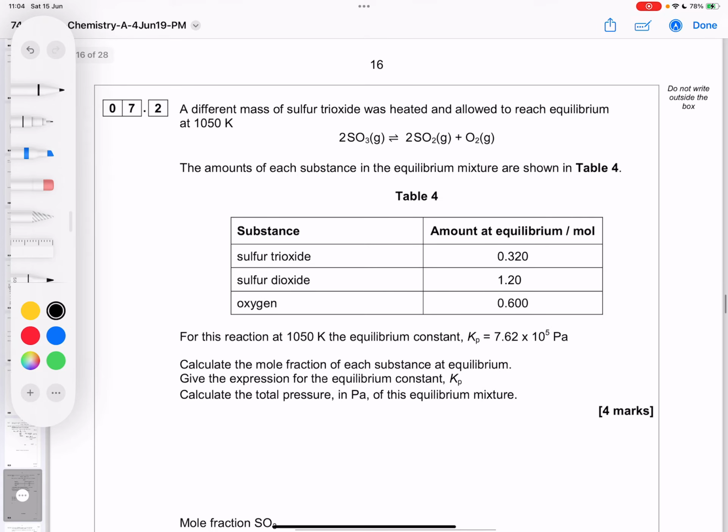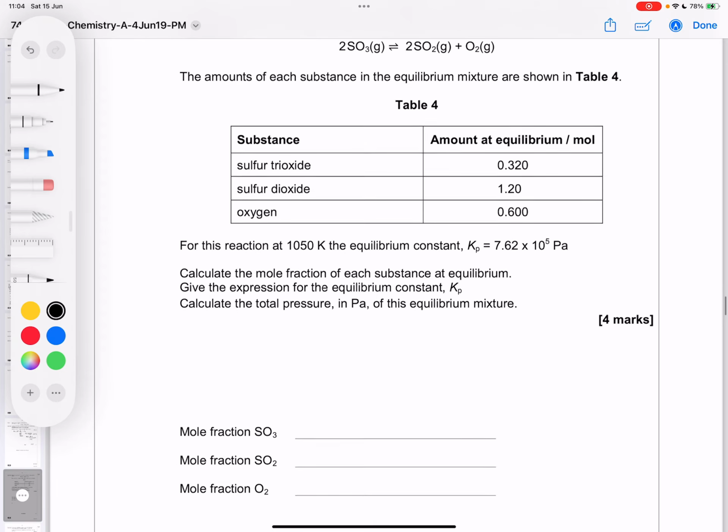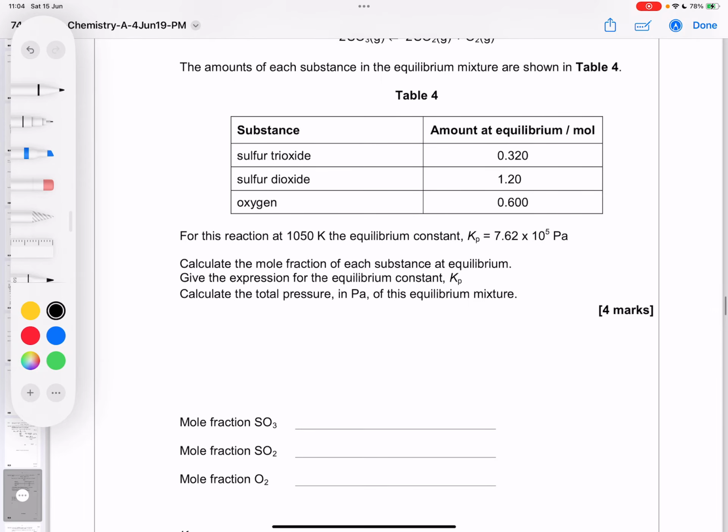A different mass of sulfur trioxide was heated and allowed to reach equilibrium. And then they've given us the amounts at equilibrium. They've given us the Kp value. And they've asked us to calculate the mole fraction. Well, to calculate the mole fraction, you need the total moles. So the first thing I would do is add up the total moles. So just add them up, 0.32, 1.2, 1.6. So we're getting a total moles of 2.12.